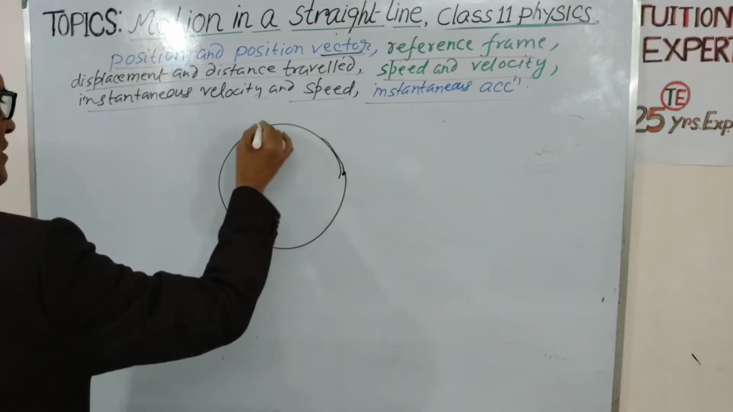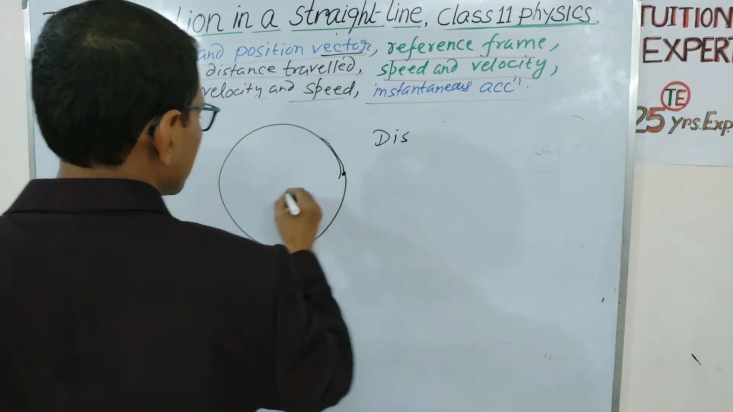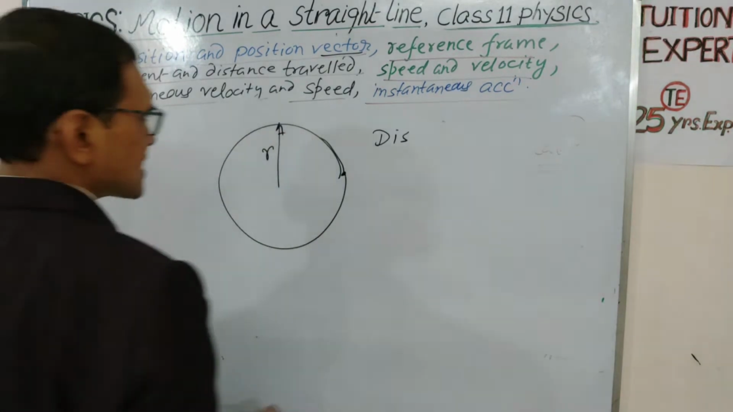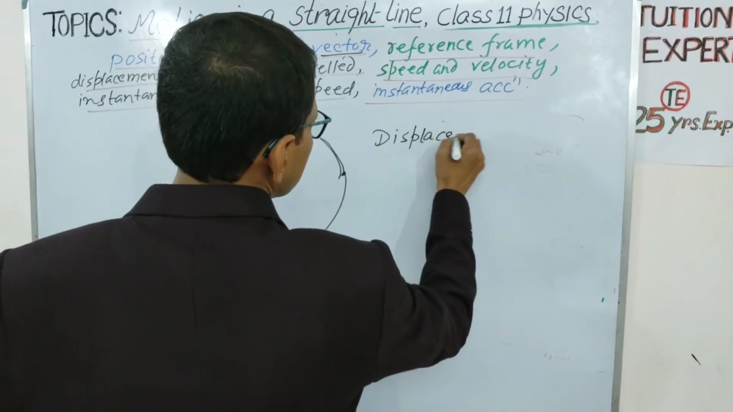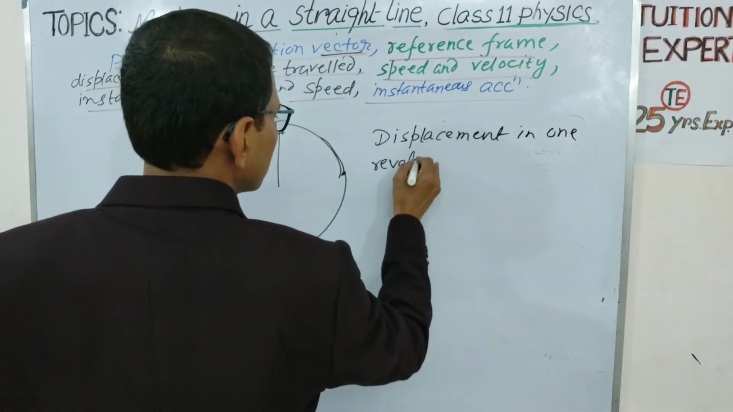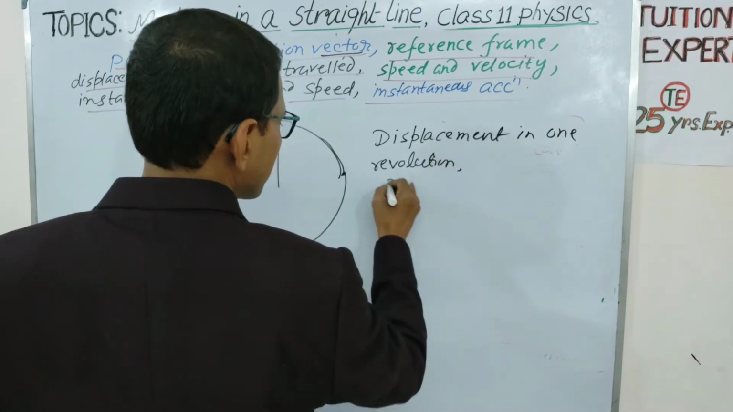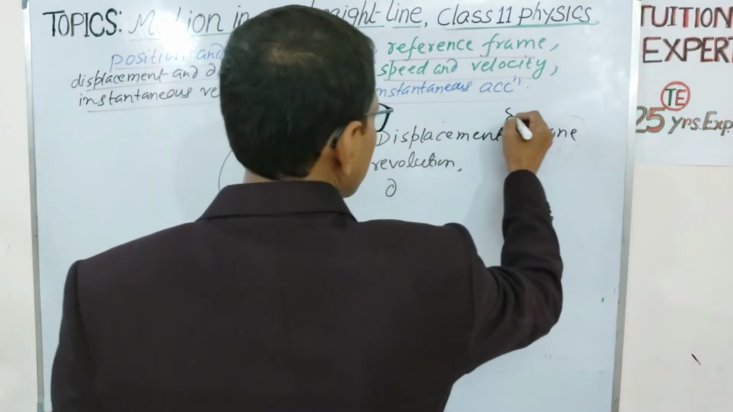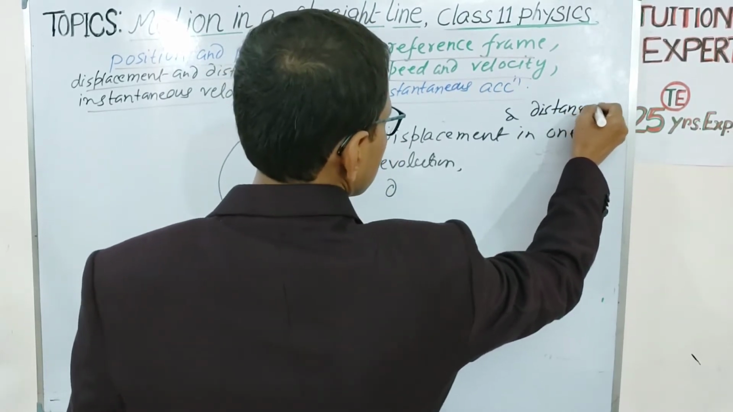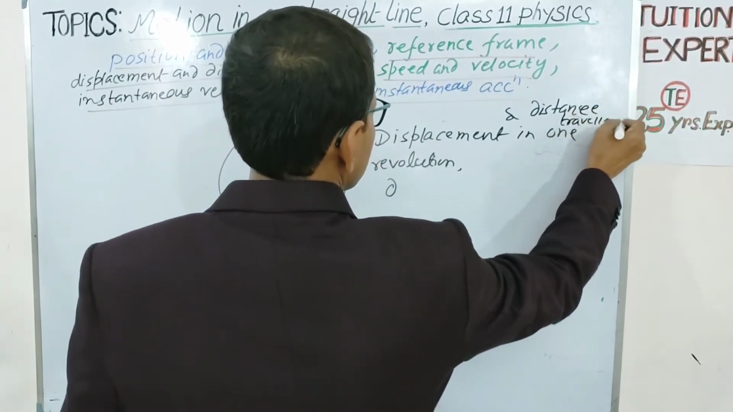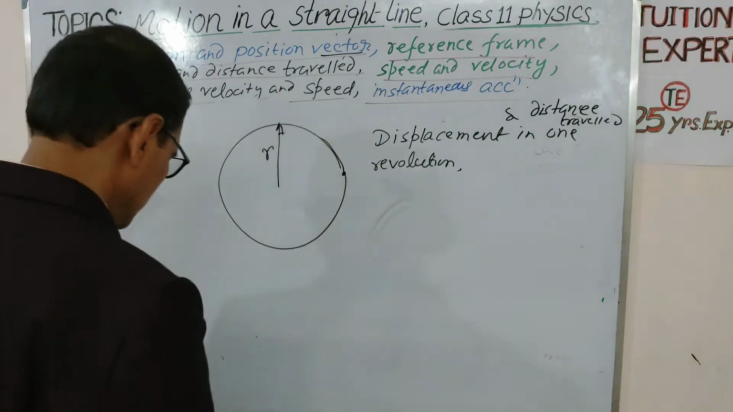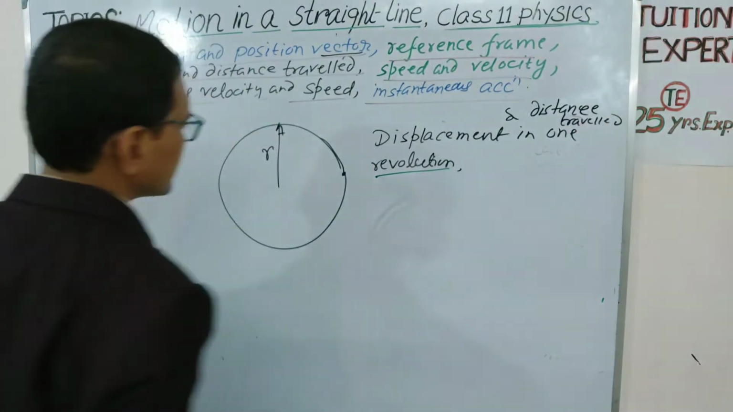A body moves in a circle of radius r. What is the displacement and the distance traveled in one revolution? What is the answer?